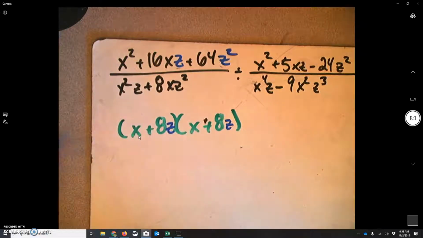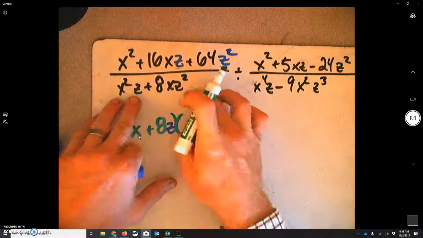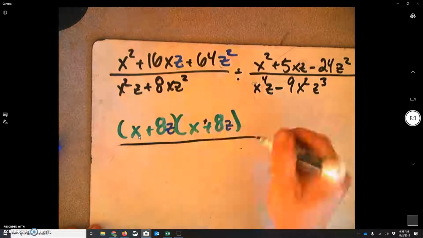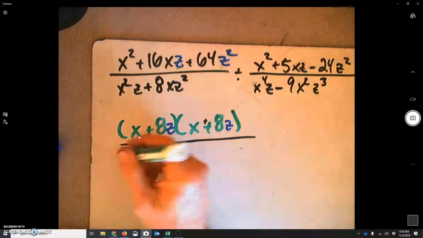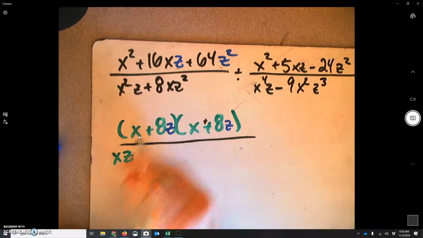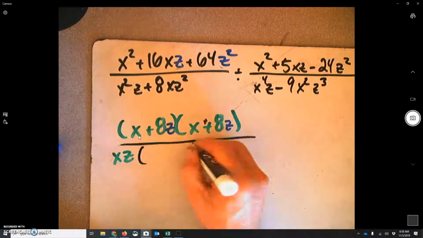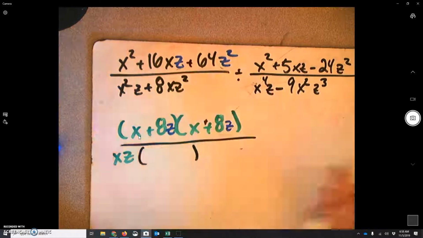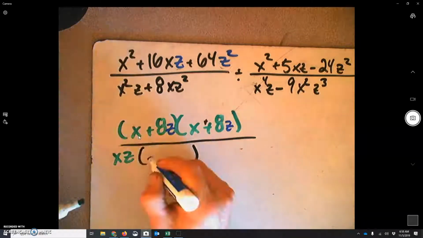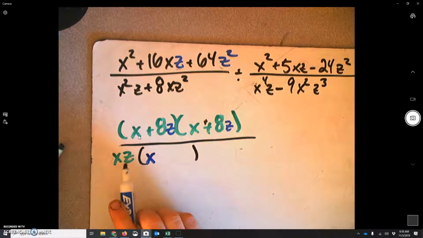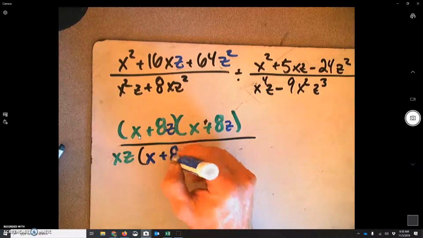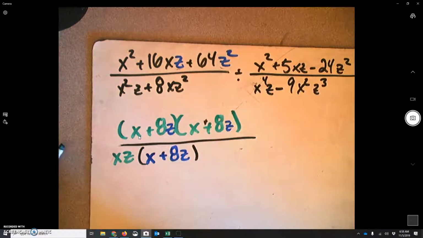The bottom looks like they both have an x and a z. So I'm going to pull out one x and one z and see what we have left over. Well, xz times x squared z is simply just x. And then xz times what is 8xz squared? That's going to be 8z. And you can see that these are the same, so those will eventually cross off.